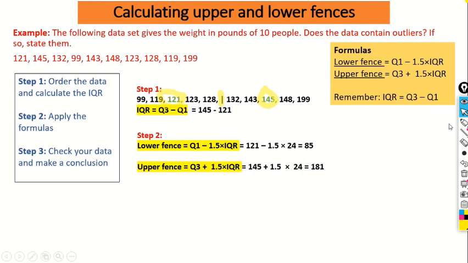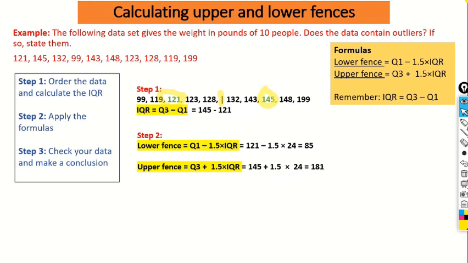Now I'm going to calculate my lower fence using this formula. My Q1 from up here is 121, and this formula is telling me to take away 1.5 times my IQR, so times what this up here was equal to. And what I get is 85. So that's my lower fence, my lower boundary point. To calculate my upper fence, I'm going to take the Q3 value, so 145, and then add to that 1.5 times the IQR. And what I get is 181.